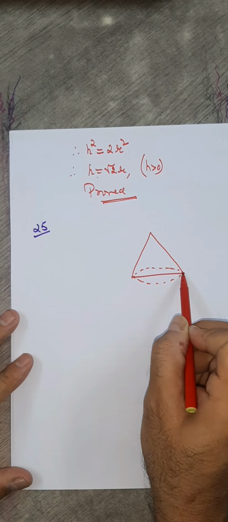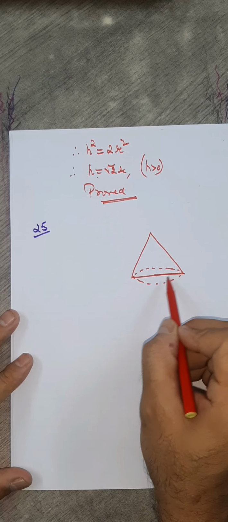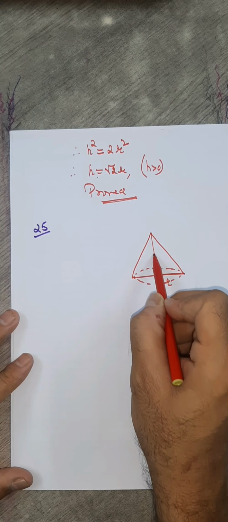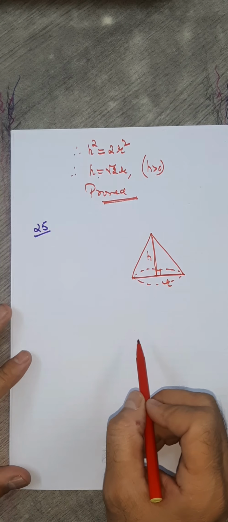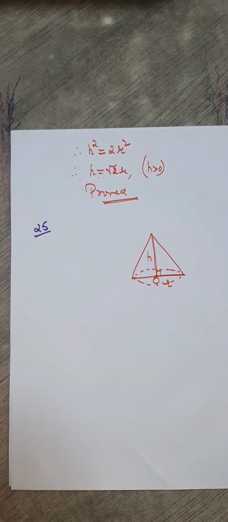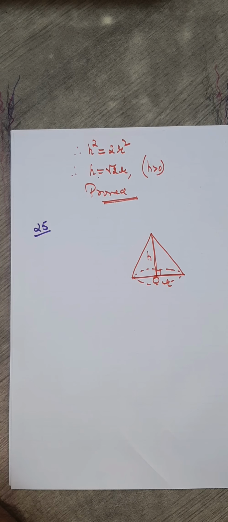Here I'll take the base and height. Base, I will take R as we did in all questions. Height I will take as H. This is a right angle triangle AOB here. Fine. So here what is given to us?